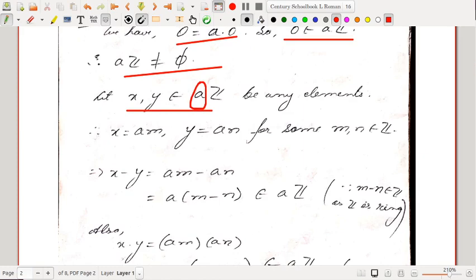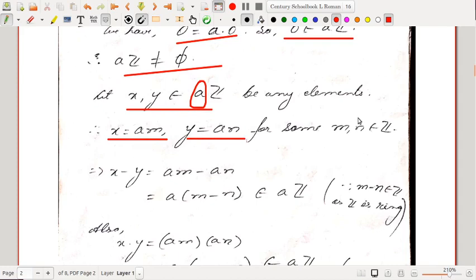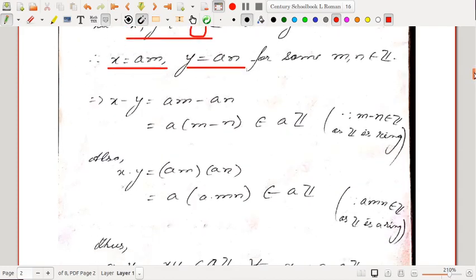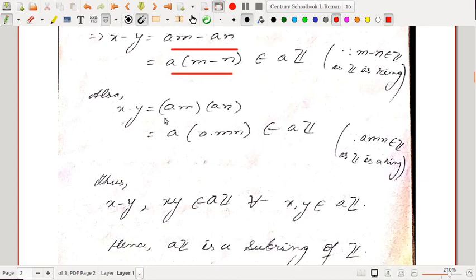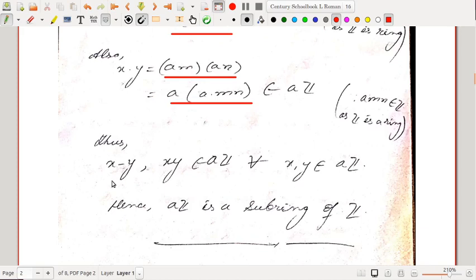So I have started with x, y, any elements x, y in aZ. So x can be written as a into some integer, y can be written as a into some other integer. So what is x minus y? x minus y is am minus an, which is a times (m minus n), which belongs to aZ. And xy can be written as am into an, which is a times amn, which again belongs to aZ. That means we have shown that x minus y and xy belong to aZ whenever x and y belong to aZ. So aZ is a subring of Z.